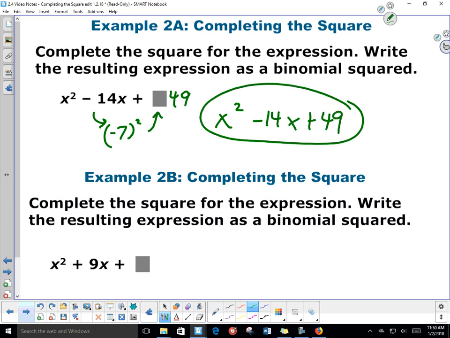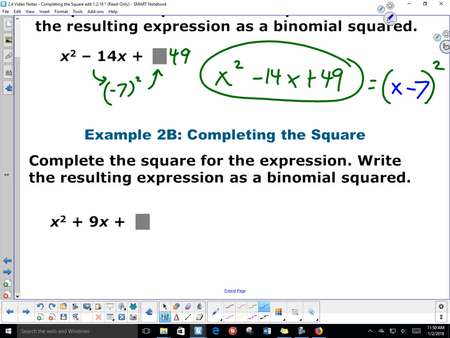Then it says write the resulting expression as a binomial squared. So hopefully you are understanding that that's going to be x minus 7 quantity squared. All right, let's take a look at example 2b. Complete the square for the expression. Write the resulting expression as a binomial squared.